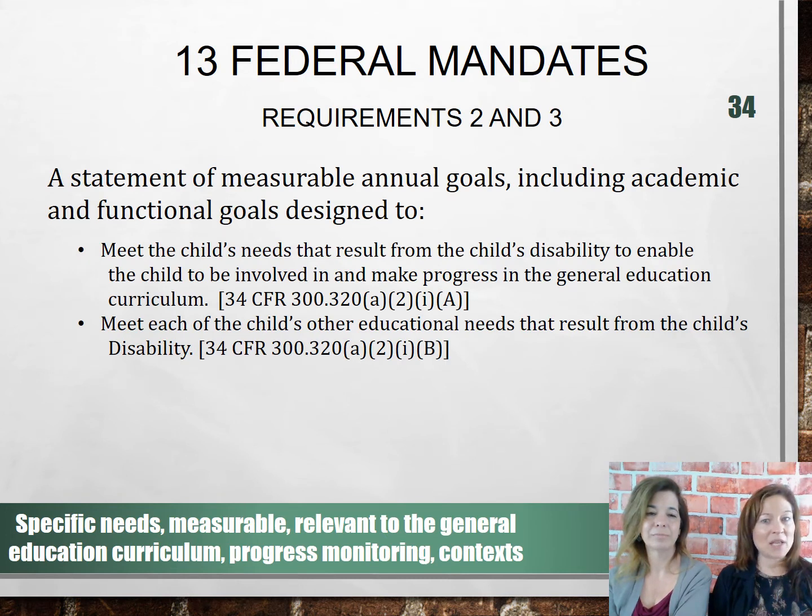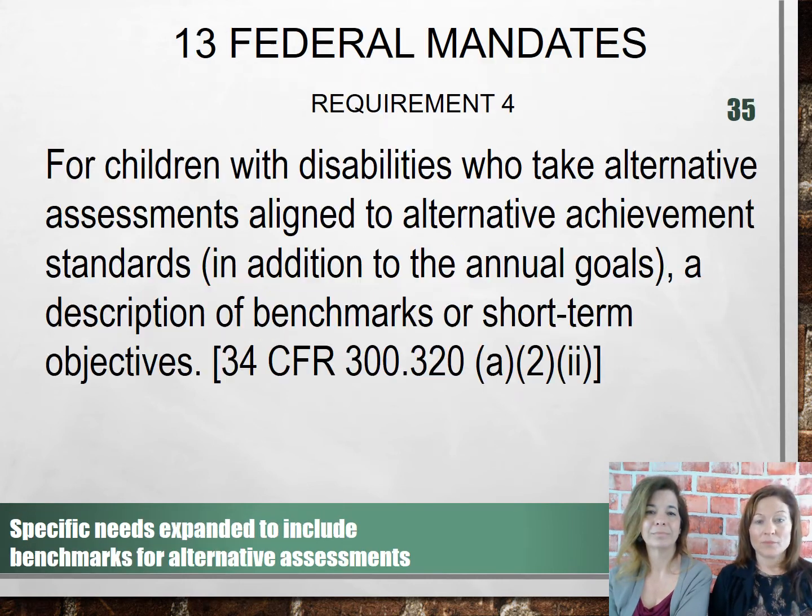Okay, so the second and third requirements mention specific needs again, except this time it is referring to any other educational needs that result from the disability. So this is where related services come into play. But also we have the concept of measurability playing into the equation now. The fourth requirement, the specific needs are expanded further to include alternative assessments with benchmarks and short-term objectives.